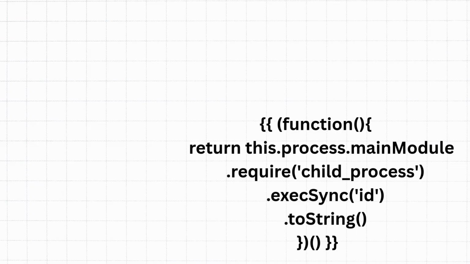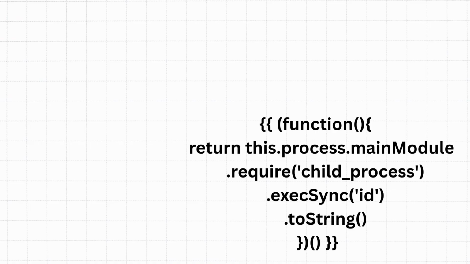Inside the curly braces, the attacker creates and immediately executes an anonymous JavaScript function. This allows them to run multi-step logic while keeping everything inside a single expression. The key here is the use of this. In this execution context, this refers to the global object, not a restricted sandbox object as it should.